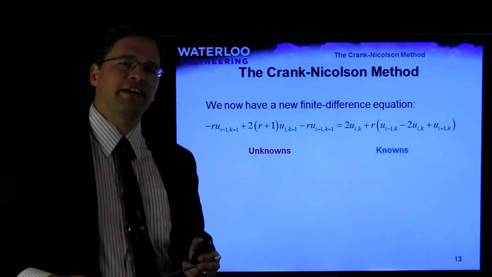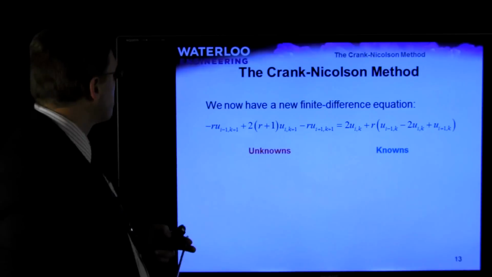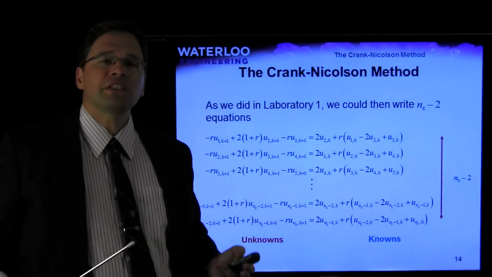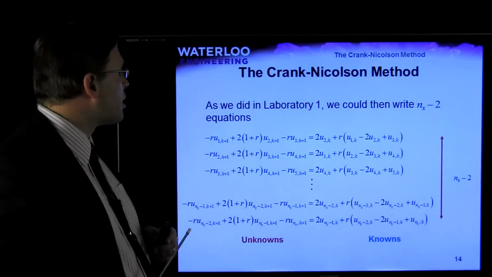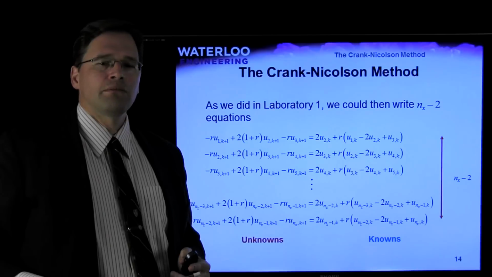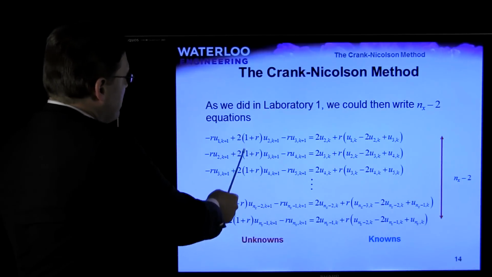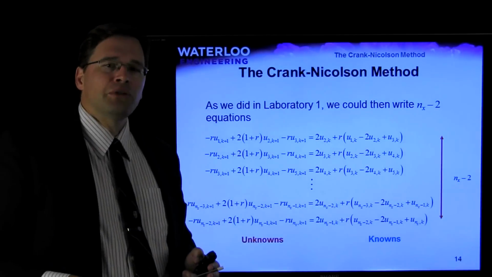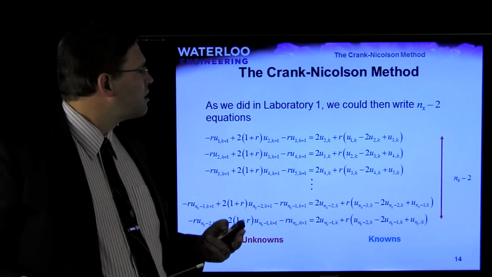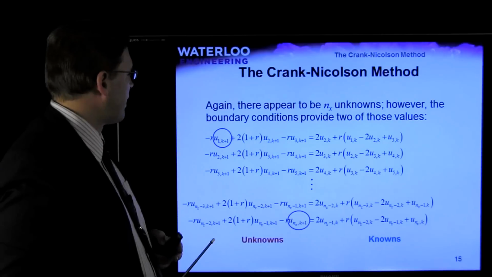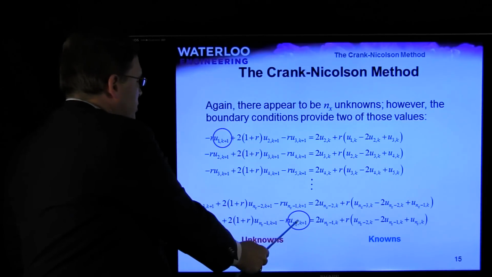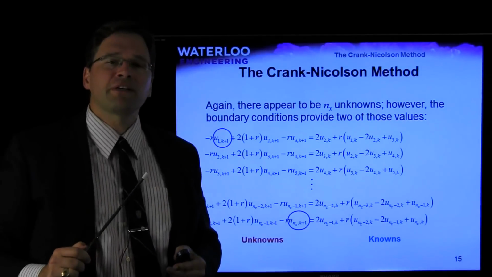So now we have a new finite difference equation that involves both 3 unknowns and 3 known values. Now, just like we did in lab 1, yes, we could just write down n sub x minus 2 equations, at each of the interior points, x sub 2 to x sub n sub x minus 1. This gives us n sub x minus 2 equations and unknowns. And again, there are 2 n sub x unknowns, however, the boundary conditions will give us those 2 particular values.